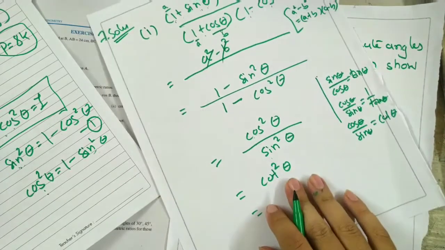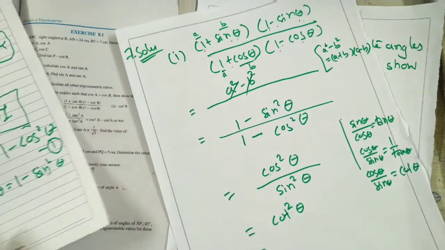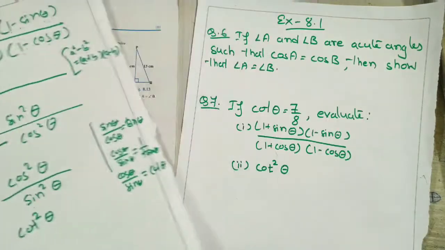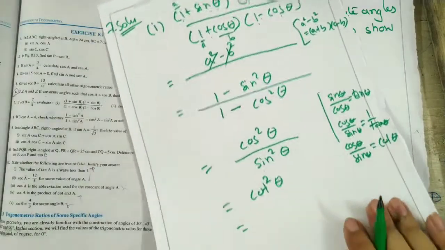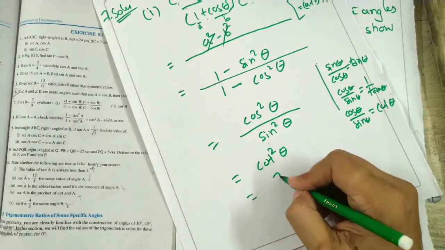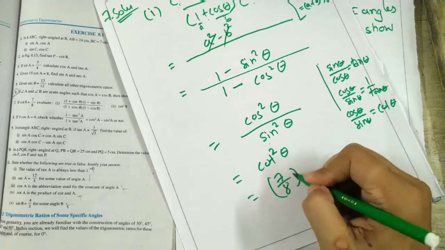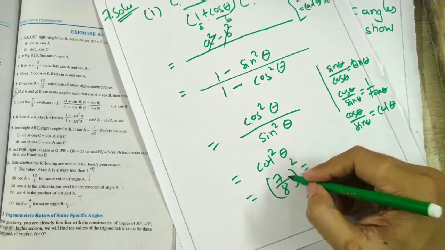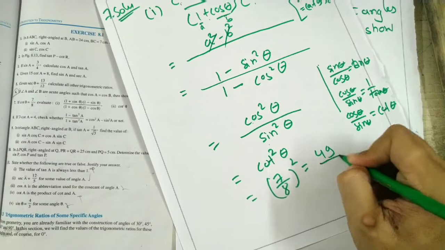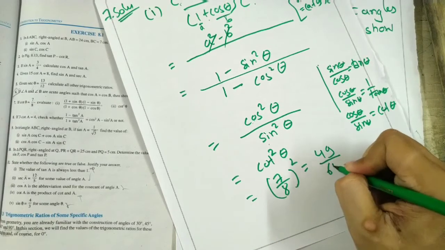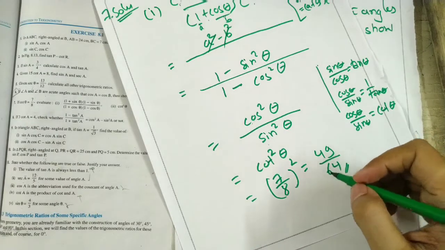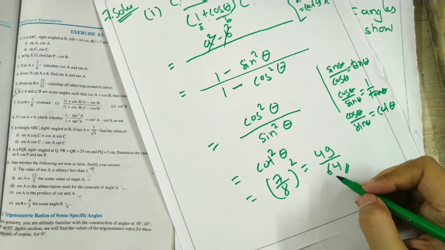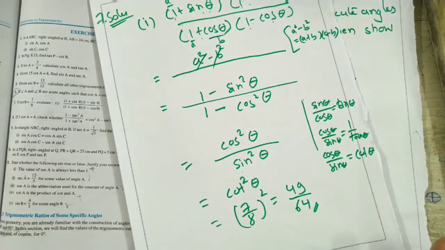Now the cot theta value is already given in the question. So what is the value of cot theta given? In the question, cot theta value is given 7 by 8. So now in place of cot square theta, we can write (7 by 8) whole square. Then 7 square will be 49 and 8 square will be 64. So here we have got 49 by 64. So this is the answer for the first question. Okay, you can note it down.